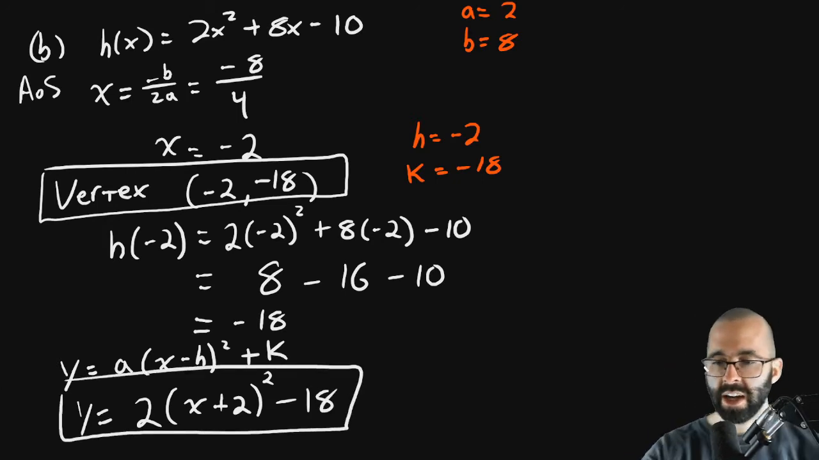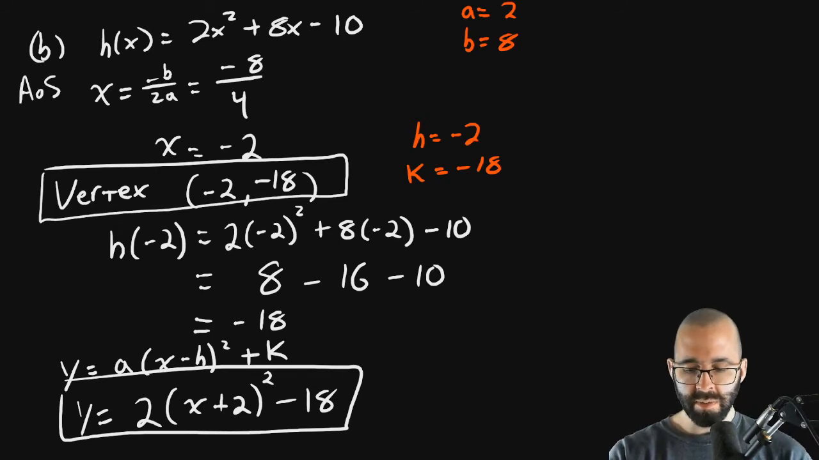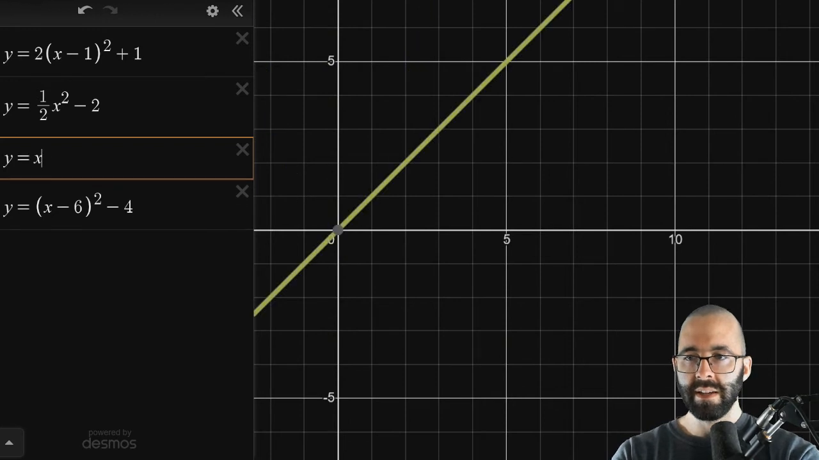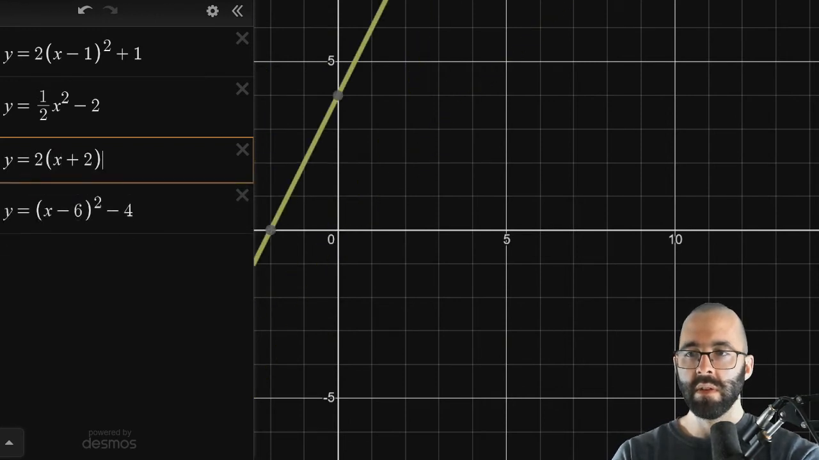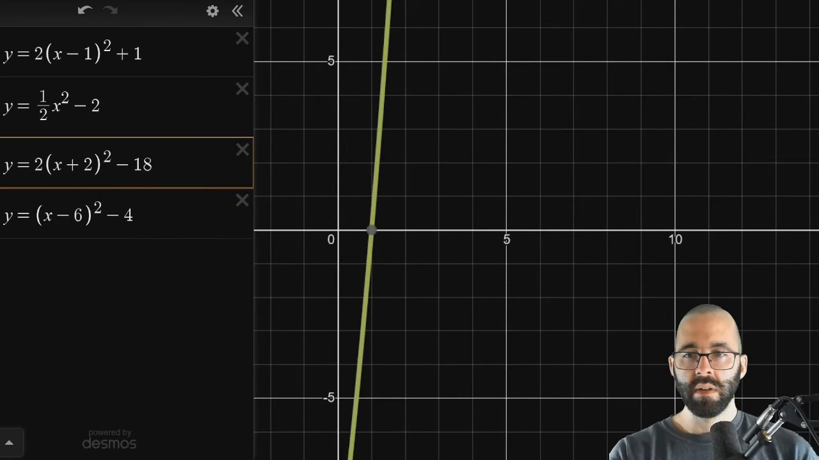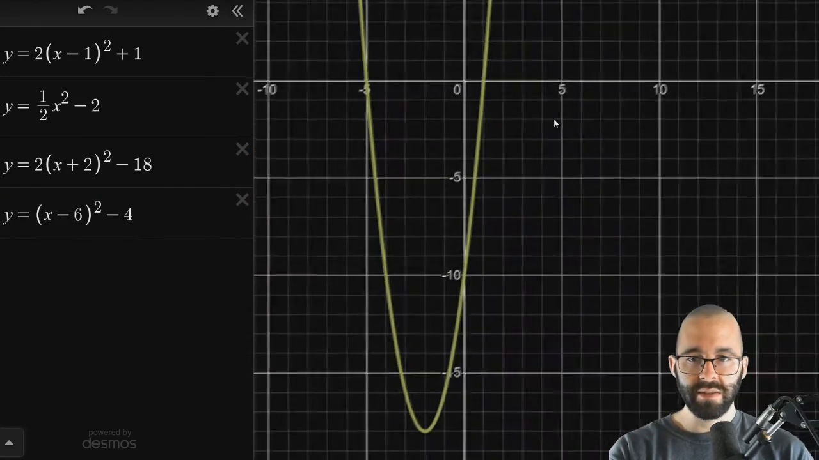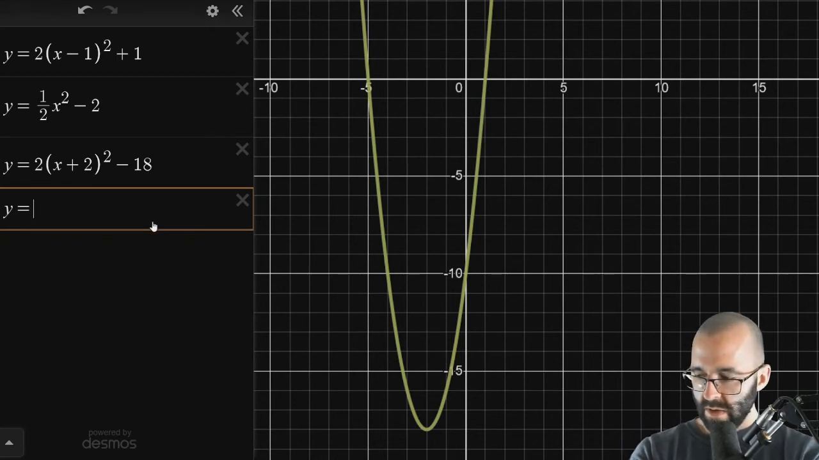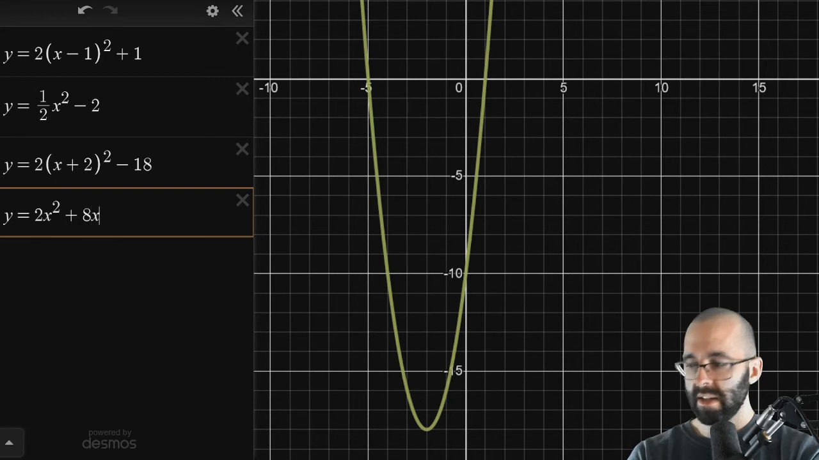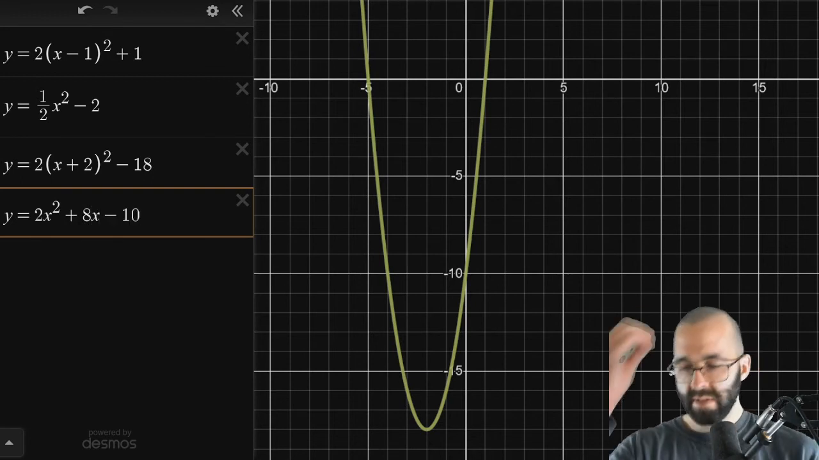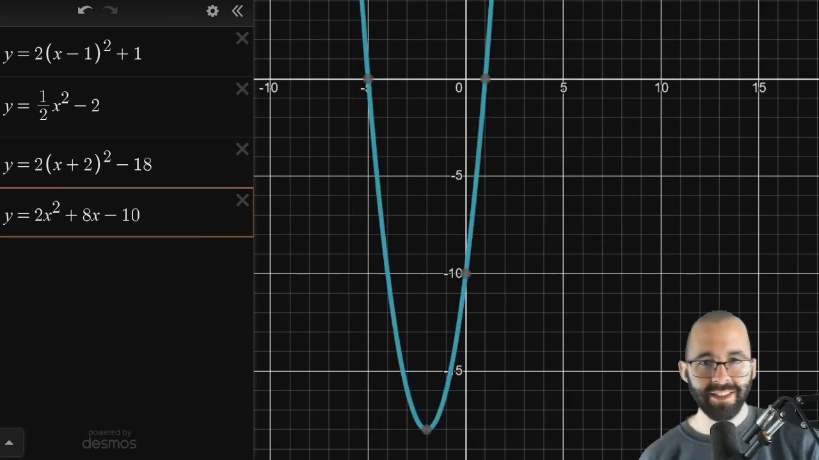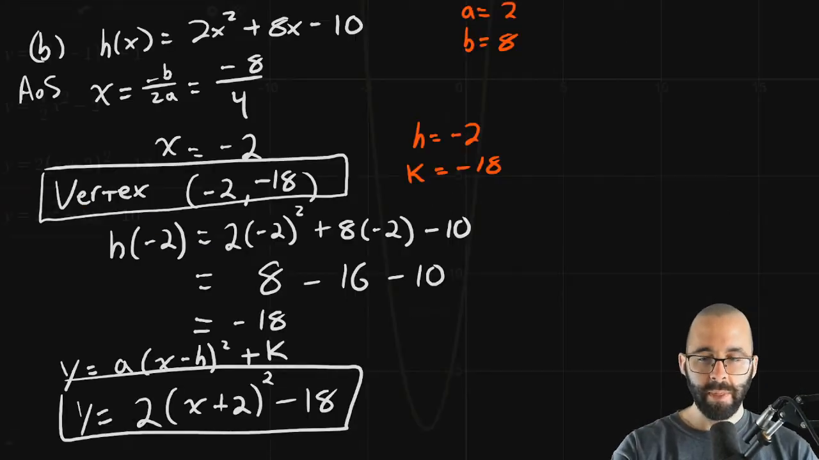Let's get into the habit of checking our answers. 2 times x plus 2 squared minus 18. So again, we're going to have to zoom out. This one got moved around a little bit. And the original problem was 2x squared plus 8x minus 10. And it's the same function. Excellent.